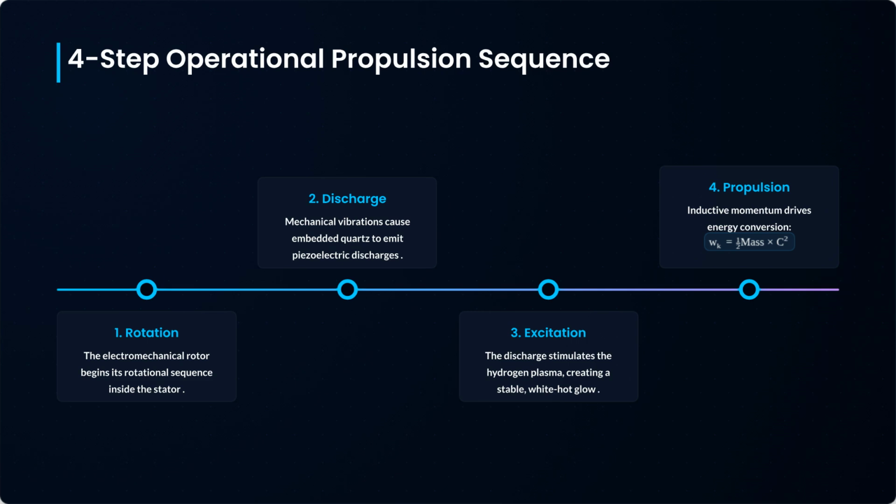First, rotation initiates. Second, the rotor's vibration triggers high-precision piezoelectric discharges from the quartz crystals. Third, this electrical discharge excites the hydrogen plasma into a full-spectrum glow. Finally, the vehicle transitions this electricity directly into kinetic energy via the formula one half mass times c squared, converting electromagnetic gap energy into linear light momentum propulsion.